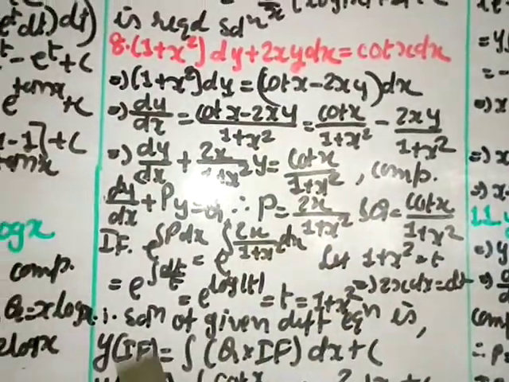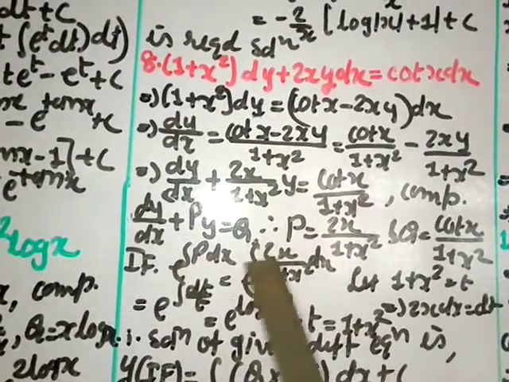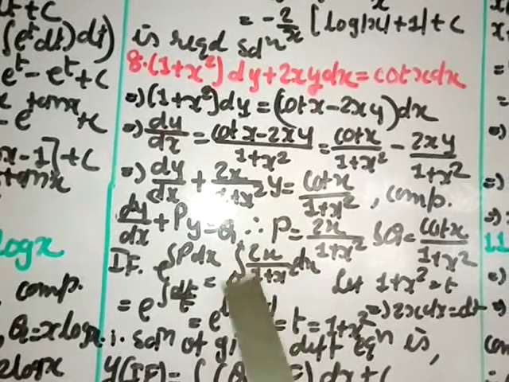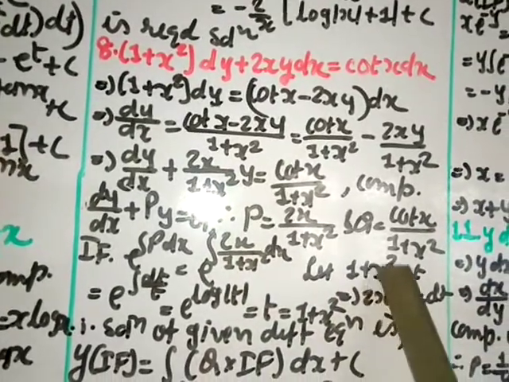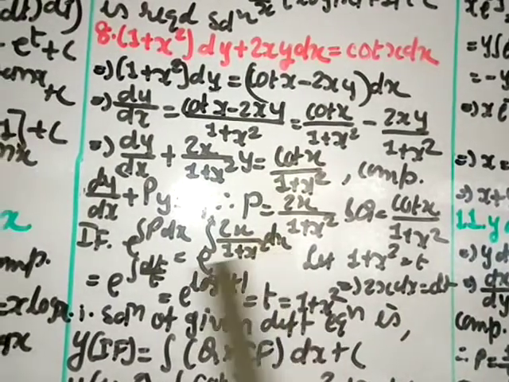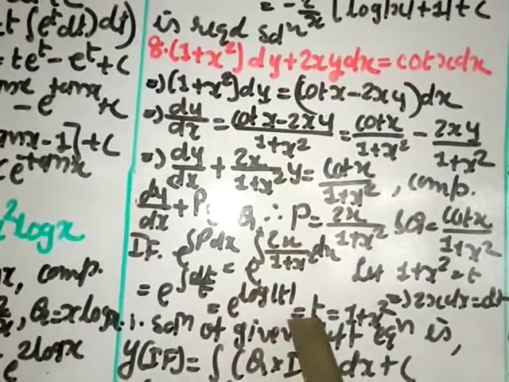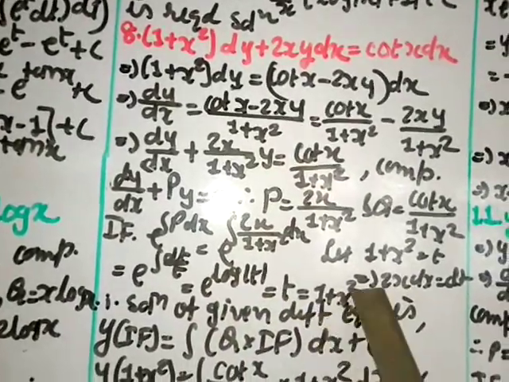Now let us find the integrating factor, given by e power integral p dx. That is e power integral 2x divided by 1 plus x square dx. For this I'll take the denominator as t. So 1 plus x square is equal to t. Differentiating, 2x dx equal to dt. So the integral of dt by t is log t. E and log cancel, so we get t, and putting the value of t, that is 1 plus x square.